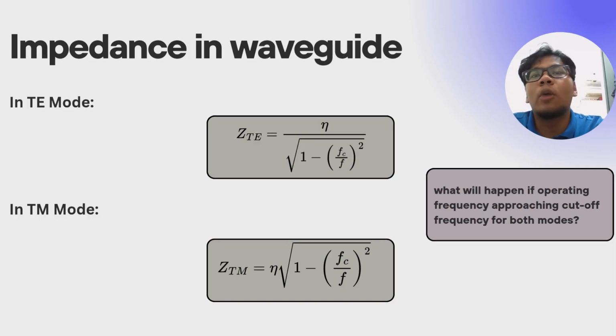So what happens when operating frequency approaches cutoff frequency for both modes? For TM mode, as f approaches cutoff frequency, the denominator approaches zero, so impedance goes to infinity. For TE mode, as f approaches cutoff frequency, the term goes to zero, so impedance drops to zero. In both cases, the wave ceases to propagate and we get exponential decay of the fields.